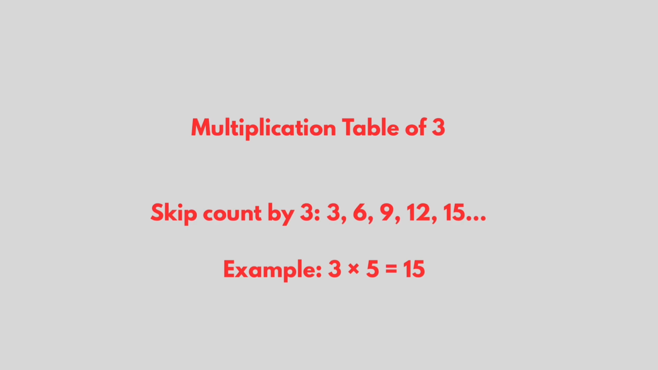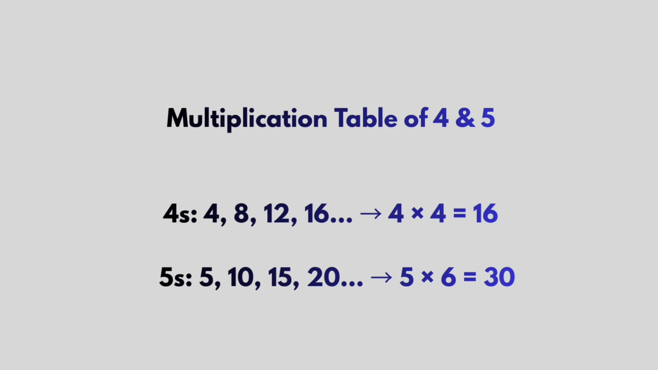Okay. Similarly, for the multiplication table of 3, you will skip 3. 3, 6, 9, 12, 15. Like this, you can make a complete series of the table. Also, for the multiplication tables of 4 and 5, we will use the same method. We will skip 4, 8, 12, 16. For the 5 table also, we will skip 5 every time in each step.